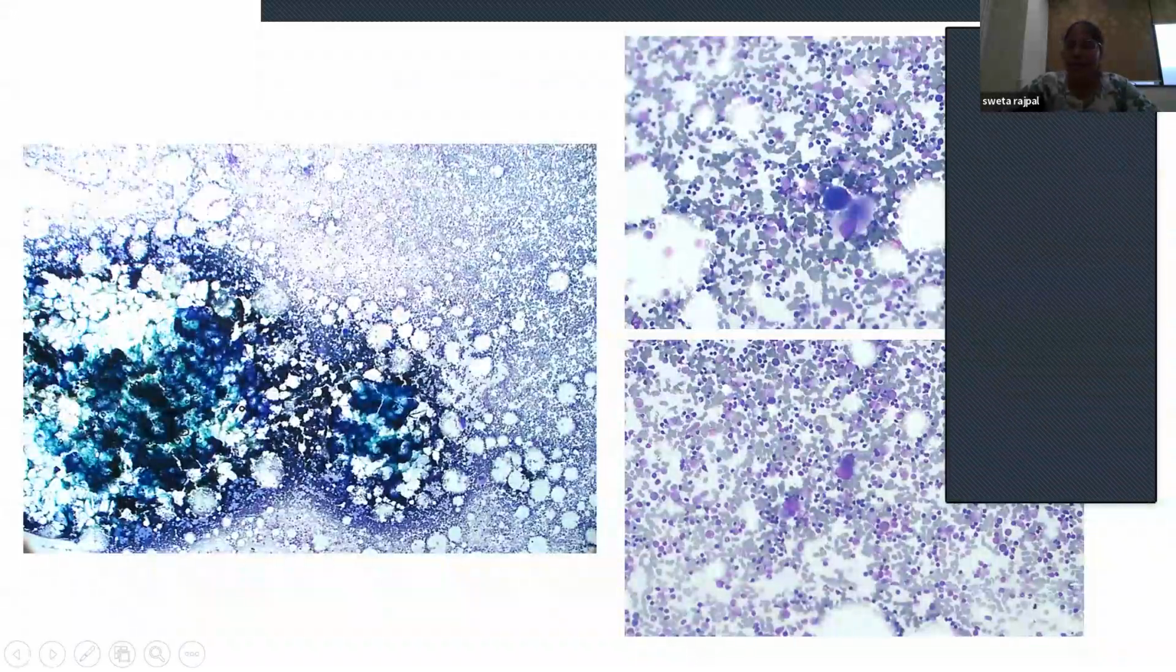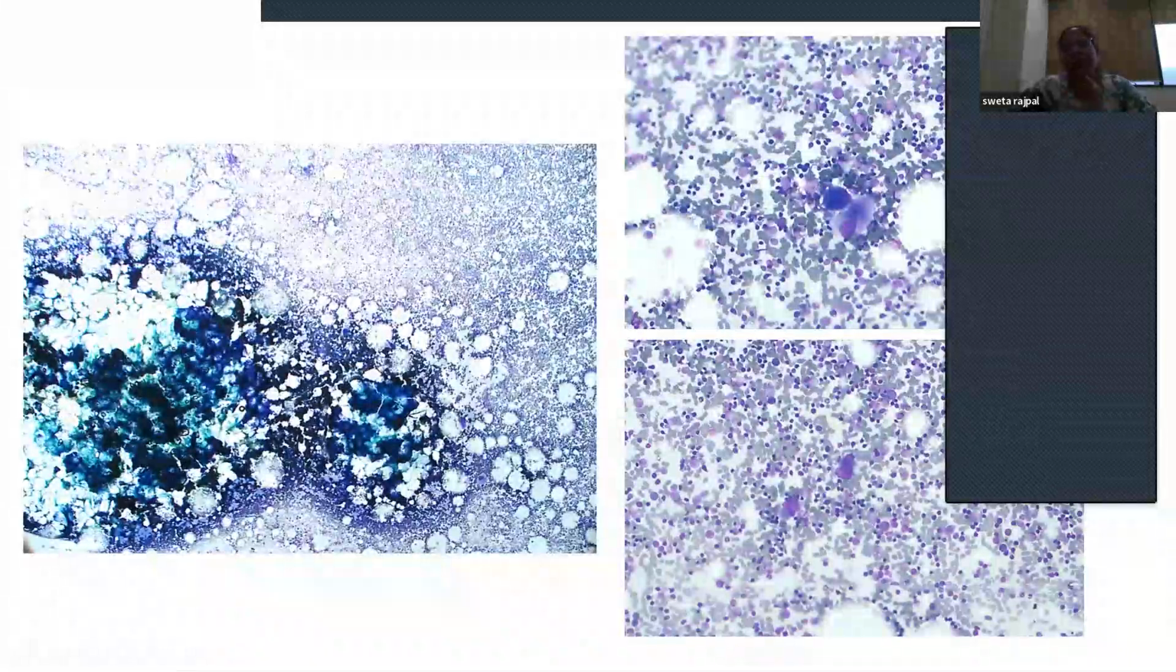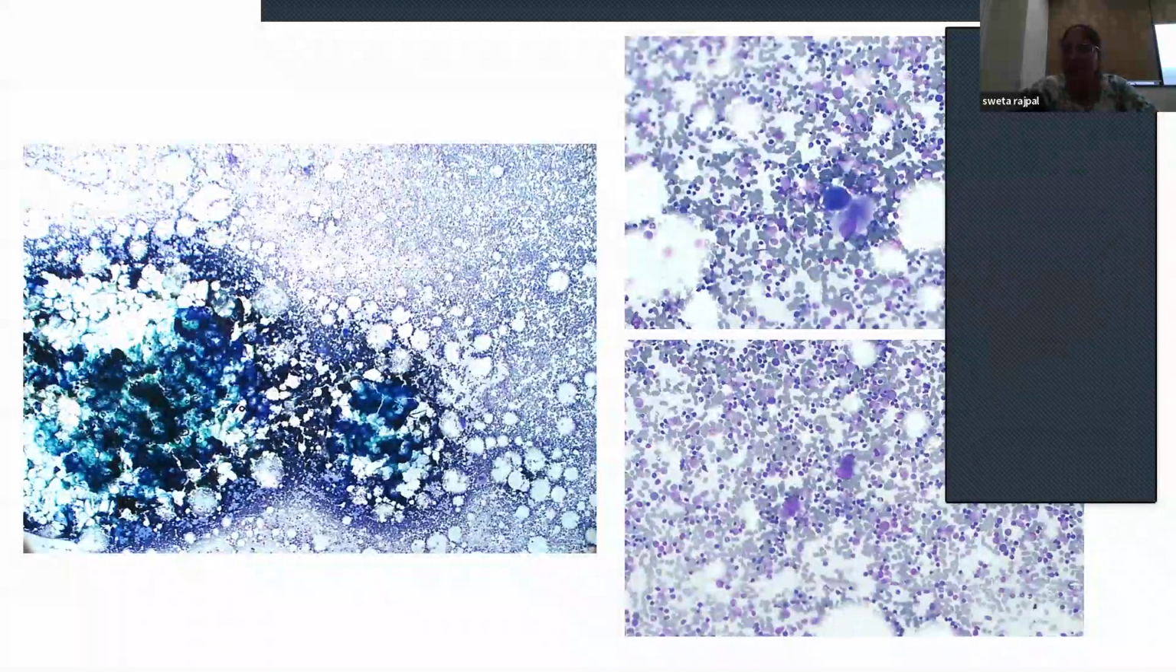But the aspirate is not the ideal place to finalize the cellularity. It is the bone marrow biopsy where the comment on cellularity should definitely be taken. If you are getting hypocellular marrow spaces in the bone marrow biopsy, then that should definitely be considered as hypocellular.